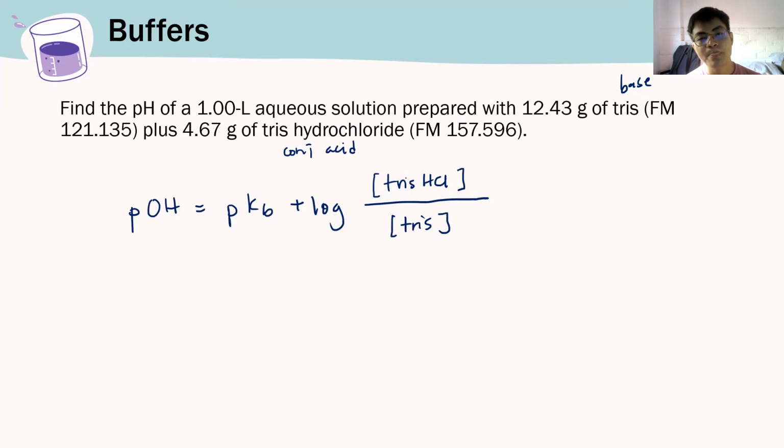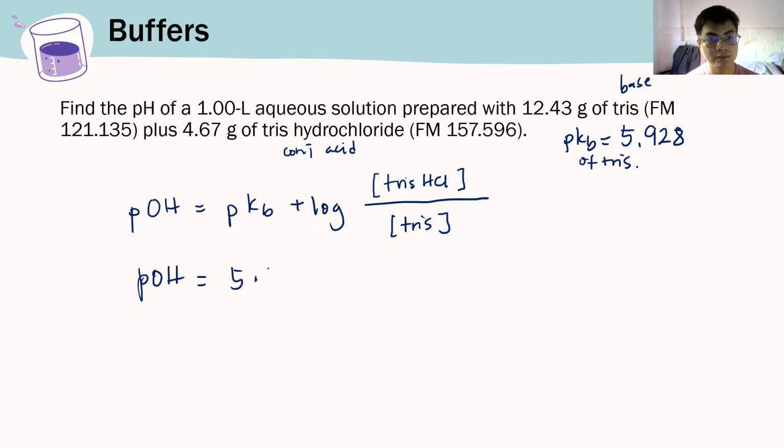Now, you have to Google the value for tris, since it's not in the table, but I already Googled it. According to Google, the pKb of tris, I got a pKb, is 5.928. So I will plug in 5.928 plus the logarithm of these amounts.